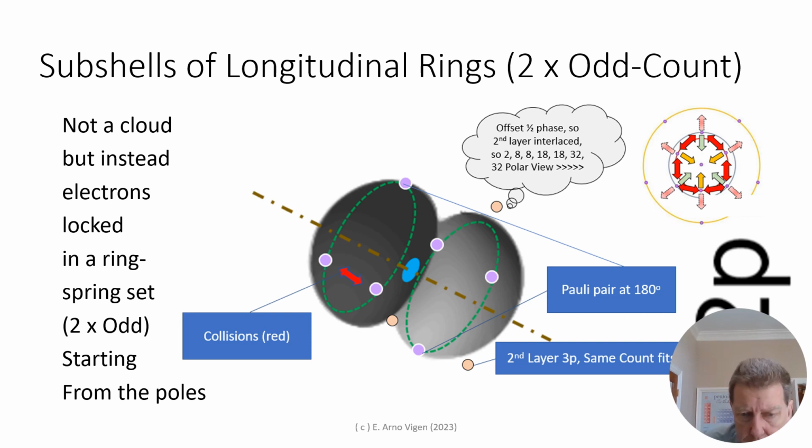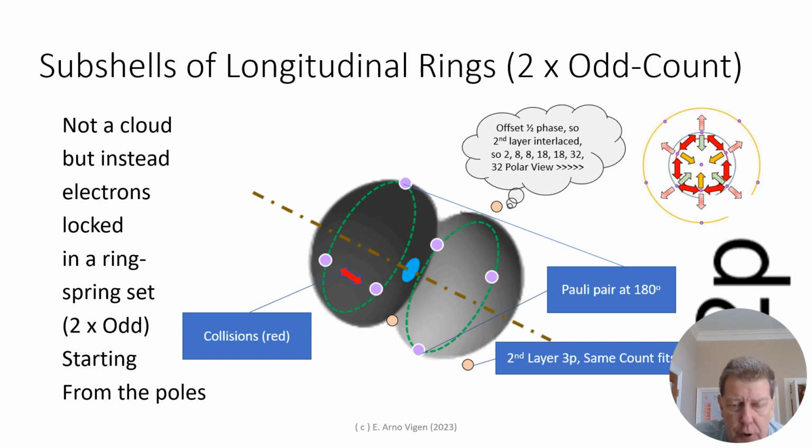Now let's take an example. Obviously the first one is easy. Subshell S is 2 at the poles. Okay, this hashed line of gold brown is the axis of symmetry through the blue nucleus. Now, 2 at the poles is easy to understand. That's why there's only 2, because once it fills, they want to move towards the poles. There's some pull coming them into the poles.